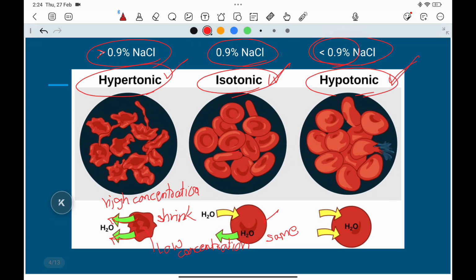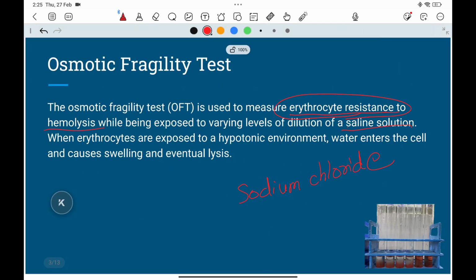So what about the hypotonic solution? If the red blood cell is inside the hypotonic solution, this solution has a low concentration, right? And inside the cell it is high concentration. So according to osmosis, the water will go inside the cells. So the cells will get bigger, and then they can even burst out. So the red blood cell will be hemolyzed in the hypotonic solution. So we are using serial hypotonic solutions to see the erythrocyte resistance to hemolysis.